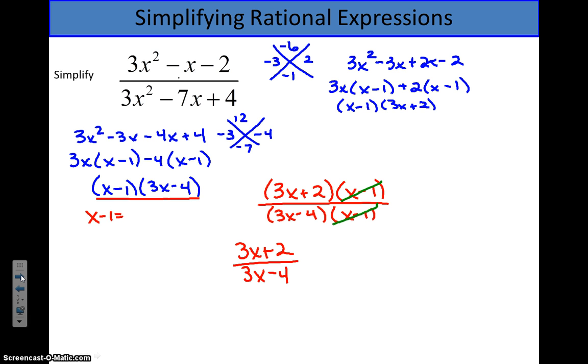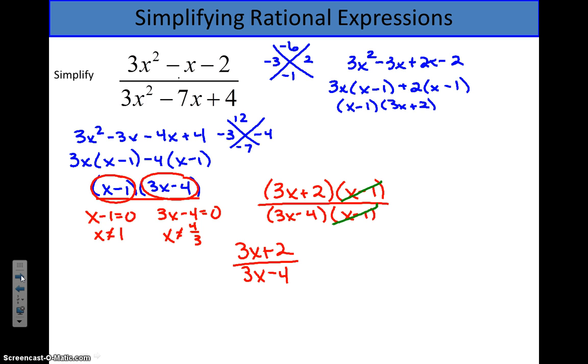Well, if x minus 1 equals 0, that means x would have to be 1. If 3x minus 4 were equal to 0, then the whole denominator would be 0 as well, because this quantity of 3x minus 4 being 0 multiplied by whatever this quantity is would end up still being 0. Well, this gives us an x value of 4/3. So in terms of restrictions on the domain, domain meaning the x values of this function, we cannot have x equal 1 and we cannot have x equal 4/3.